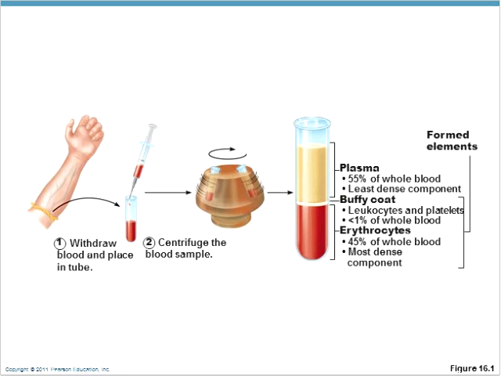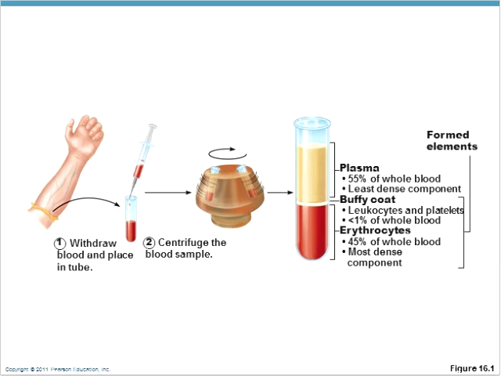Here's how we look at that. We draw some blood through a phlebotomy and put the blood in a tube. We centrifuge the blood down. When we do, the density of the red blood cells is greater than the density of the white cells, which is greater than the density of the plasma. So 55% of the whole blood is made up of the lesser density plasma. About 1% is made up of the white cells and the platelets, which are in the buffy coat. You'll see that. And then finally the erythrocytes are located at the bottom of the tube.